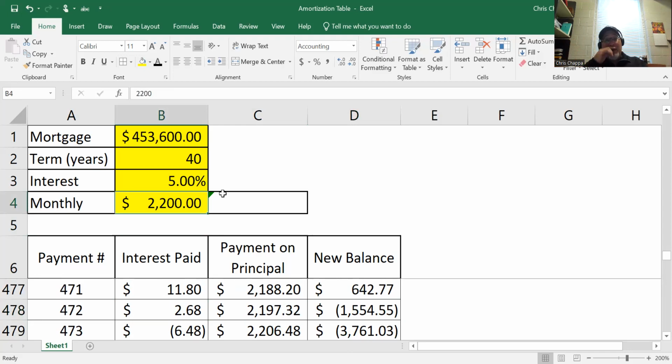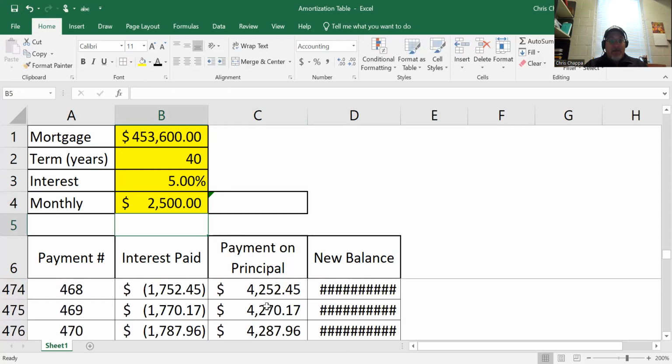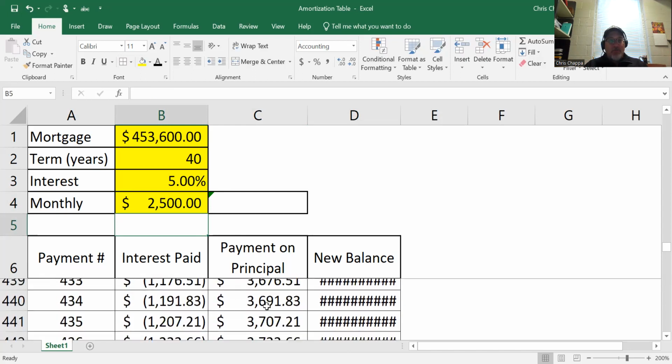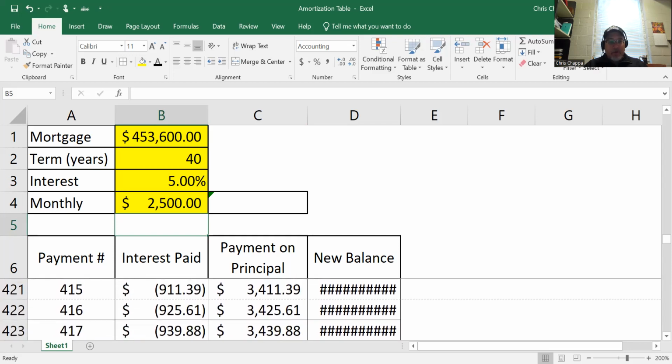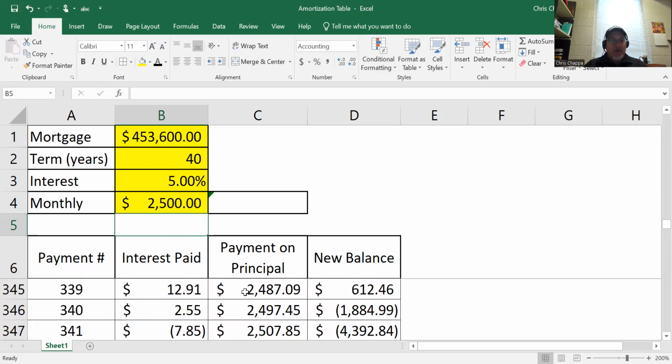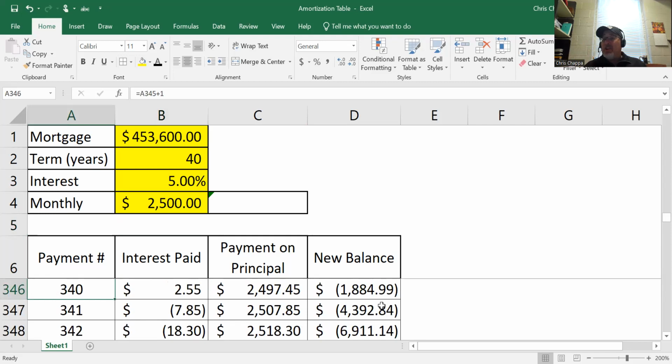What if instead of 2,200, I paid 2,500? Okay, now we're talking. Now we can get out of the mortgage. We're almost there. Okay, it's way up here. Wow. In 340 months, that's not even 30 years.